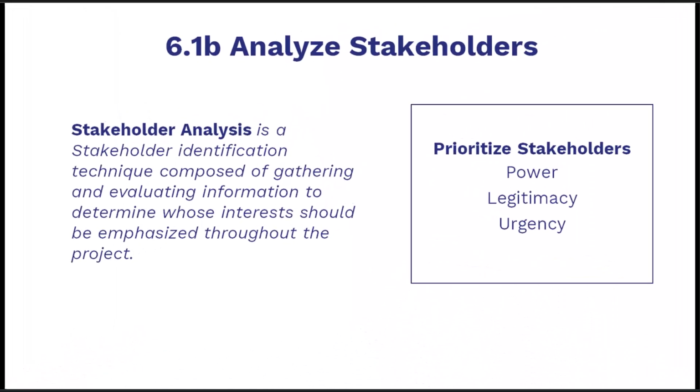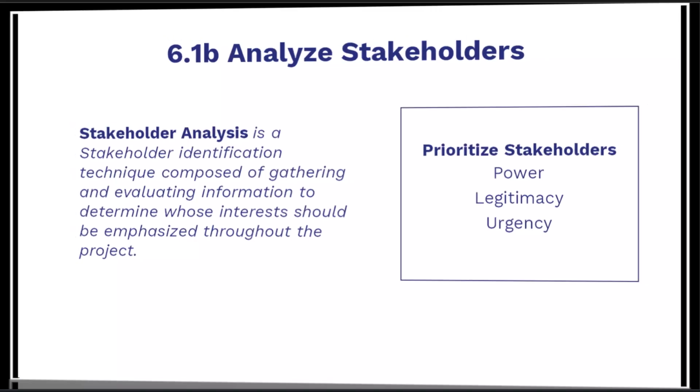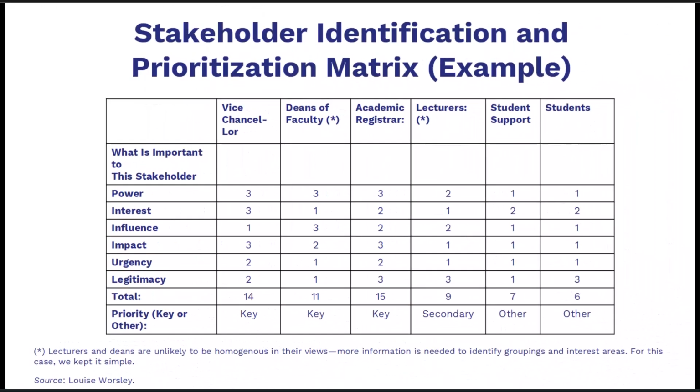6.1b. Analyze stakeholders. Stakeholder analysis gathers and evaluates information to decide whose interests deserve emphasis throughout the project. Prioritize stakeholders by power, legitimacy, and urgency. Deliver a ranked register with owners and tailored engagement plans, and revisit ratings at milestones to reflect shifts in influence, interest, and time sensitivity.